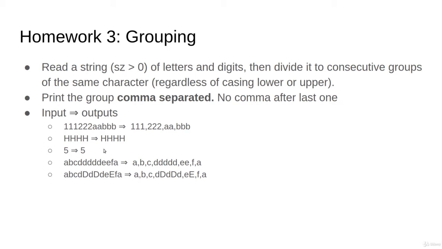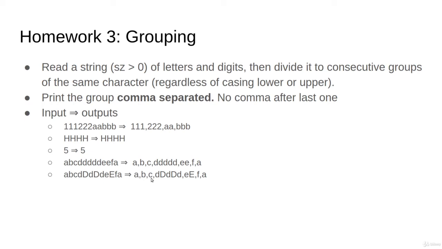For example, here, start from the beginning. What is a group that has the same letter? 111 is one group, 222 is another group, AA is a group, BBB is a group. HHHH is just one single group with the same value. Here A is a group, B is a group, C is a group, D of the same letter is a group, EE is a group, F is a group, A is a group.